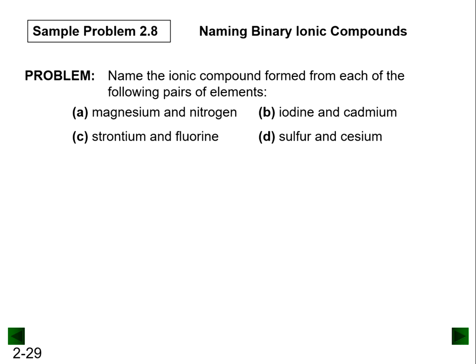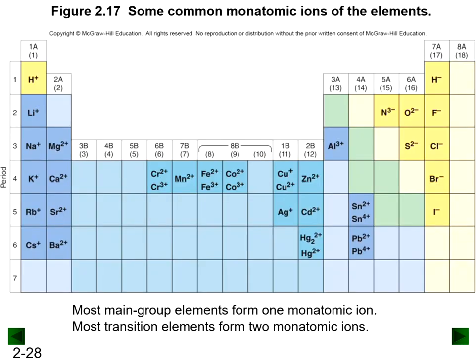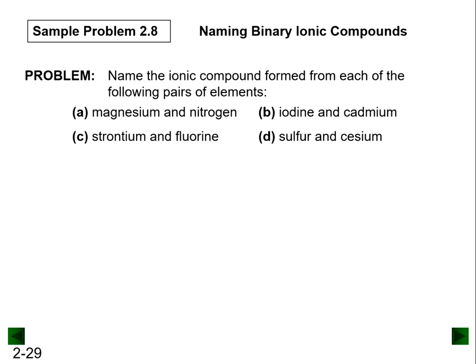So now the first group we'll look at are ones that have only a single charge state. So let's go back to figure 2.17. Group 1 and group 2 always have the same charge state. Group 1 is +1, group 2 is +2. In group 13 with aluminum, it's always +3. So when we name those compounds, we simply write the metal with the nonmetal because there's no ambiguity.